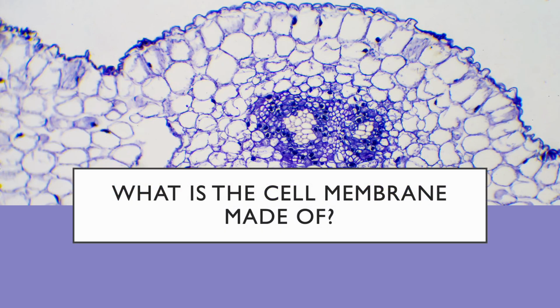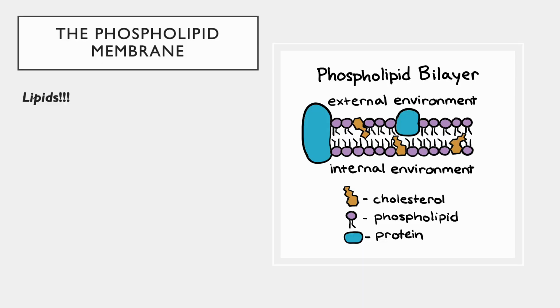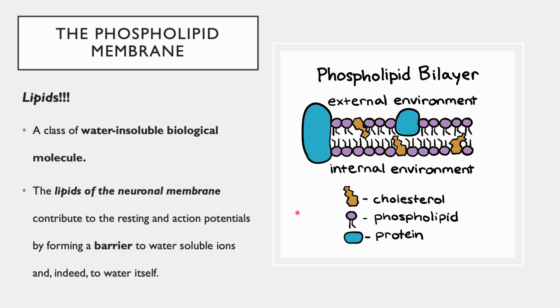So, what is this cell membrane made of? The cell membrane is composed of lipids. Lipids are water-insoluble biological molecules. And as you can see here, the lipids of the neuronal membrane form this barrier. It's essentially like a wall to water-soluble ions and to water itself.